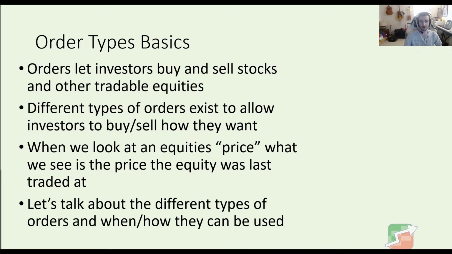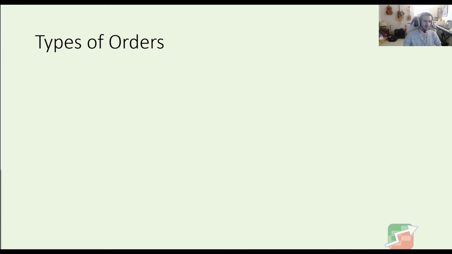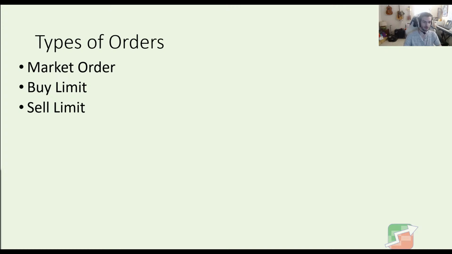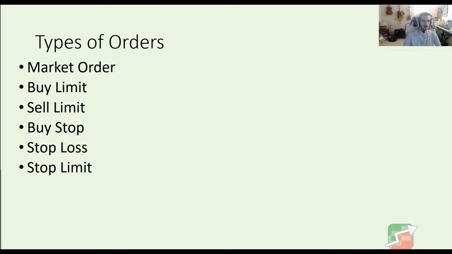So let's talk about the different types of orders and when and how they can be used. So the main types of orders are as follows. And this is not an exhaustive list. This is not all of the different types of orders that exist, just the ones that we're going to cover today. So we have market order, which is the simplest form of a buy or sell order. We have buy limit and sell limits, so limit orders. We have stop orders, which are buy stop and stop loss or sell stop orders. We have our stop limit, our trailing stop, which is something many of you should be familiar with. If you're not, boy, do I have some fun information for you all today. And like I said, this is just the tip of the iceberg.